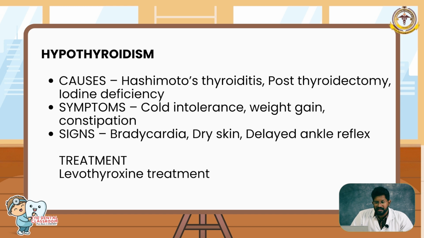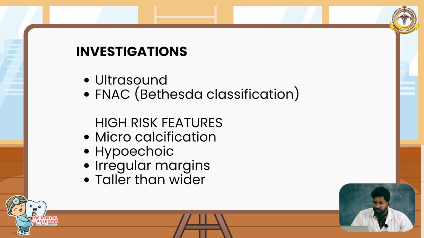Investigations can be broadly classified into invasive and non-invasive. Non-invasive investigation should be done first, that is ultrasound of the neck, and FNAC is an invasive investigation which is done later. But thyroid function test or thyroid profile is necessary so that you can know whether the patient is in a euthyroid, hyperthyroid or hypothyroid state. In ultrasound, key features such as microcalcification, hypoechoic lesion, irregular margin, and taller-than-wide lesions are of high risk of malignancy.